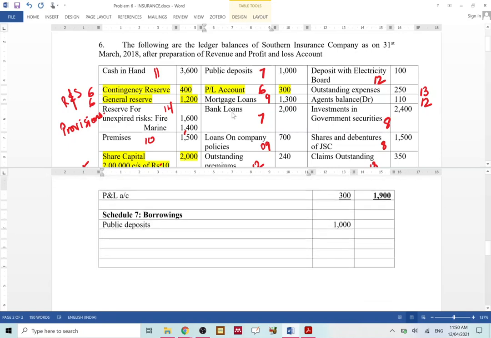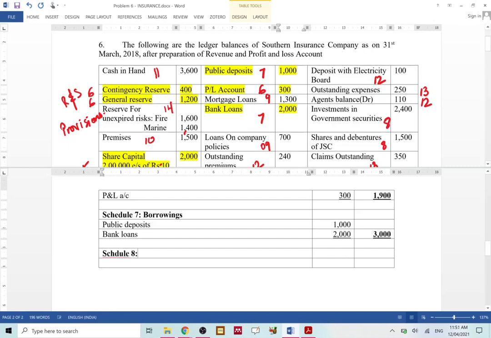So 1000. Also you have mortgage loans, am I right? Sorry, bank loans. The bank loans which have been taken from banks, those mortgage loans are what you have given, the loans that the insurance company has given to people, and this is 2000. Done. So these are the two items that we have once again under borrowings, total 3000. Okay, so that was your schedule 7.